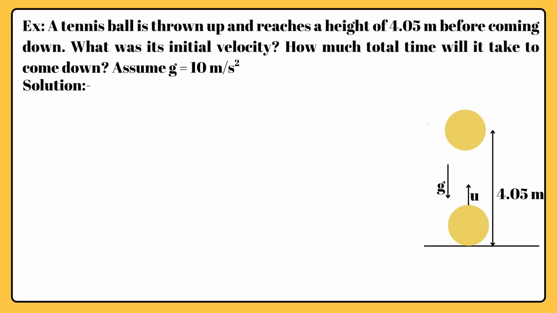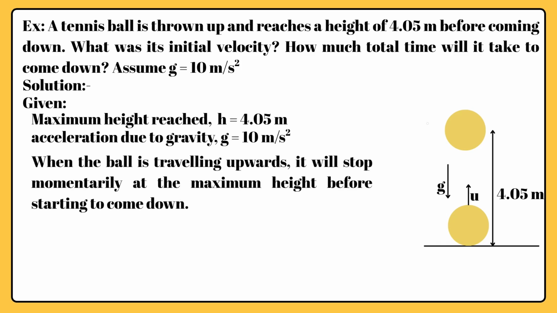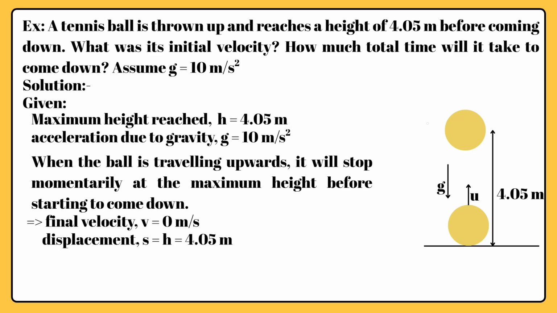Now let's write down all the quantities given to us. First, we are given the maximum height reached to be 4.05 meters. Then we have the value of g to be 10 meters per square second. Now, as we have seen previously, when an object is thrown upwards at its maximum height, it will stop before coming down. So we know that the velocity at the maximum height is 0. We can take that as the final position and write the final velocity as 0 meters per second. Next, we can write that displacement, the initial position is ground and the final position is the maximum height. So displacement is also h is equal to 4.05 meters.